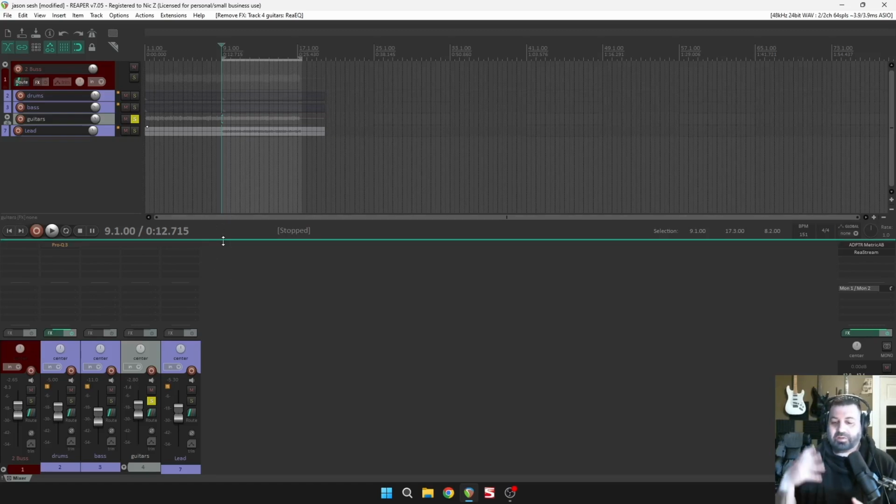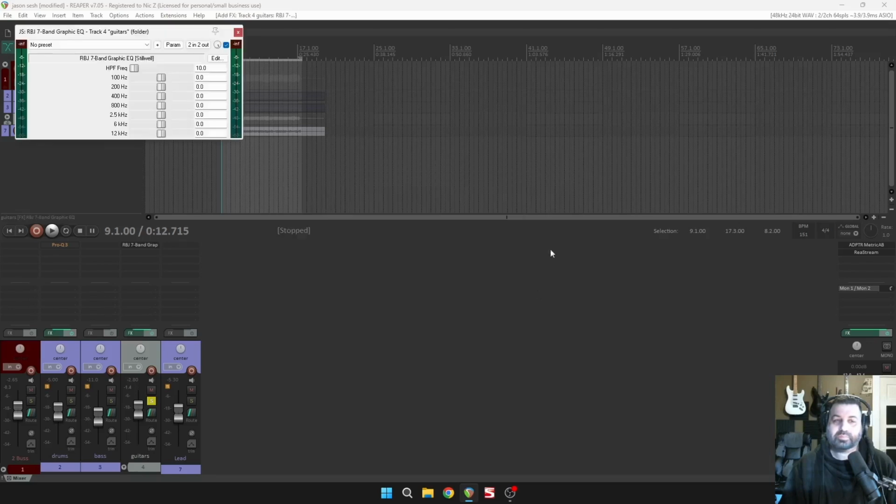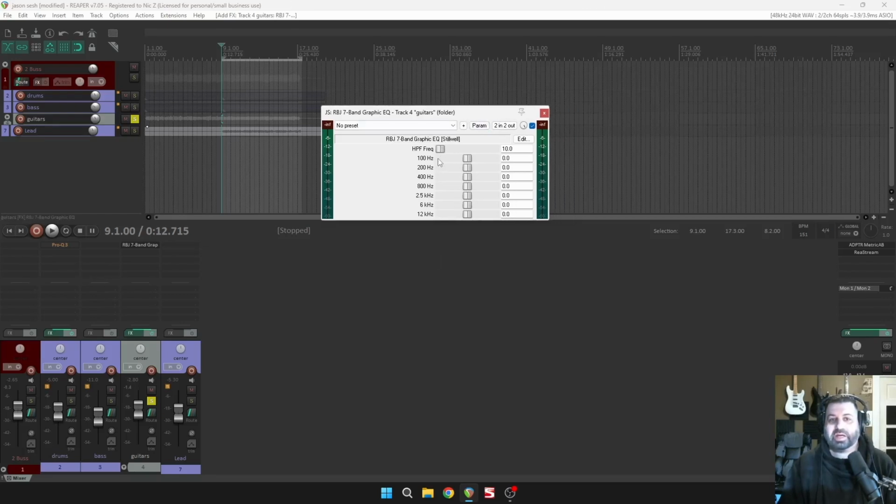But in that vein comes EQ hack number 2, and that is our friend, the graphic EQ. It's similar to the idea of the 2-band and the 3-band car stereo, only this time we have 7 bands. And this comes with Reaper. This is just a 7-band EQ. And these are my choices: 100 hertz, 200 hertz, 400 hertz, 800 hertz, 2.5K, 6K, and 12K.